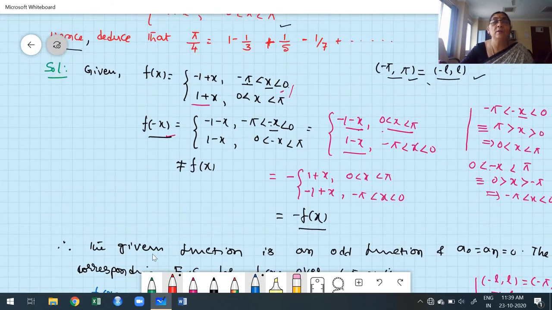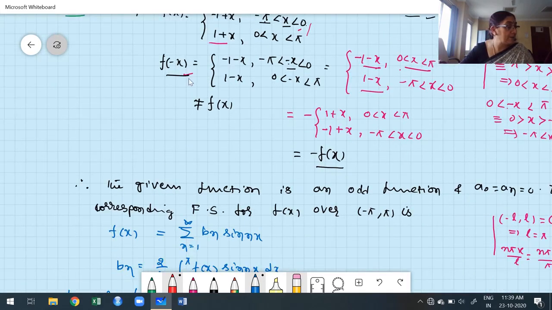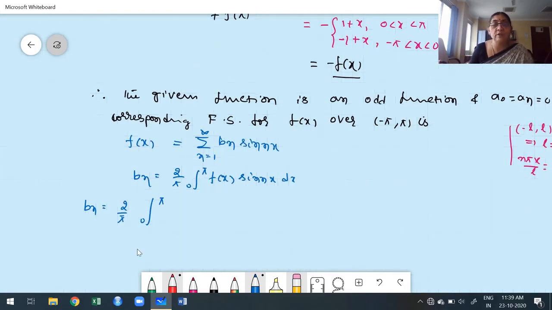For 0 to pi, what's the function you have? 1 plus x. Therefore, I have to substitute 0 to pi, the function is 1 plus x. Suppose you consider minus pi to 0, you have to take minus 1 plus x. So 1 plus x into the second function, sine of nx. After this, to evaluate this integral, observe carefully which one is the u function and which one is the v function. This is u because after the first derivative it is 0. This is v because its derivative is not equal to 0. Trigonometric functions go up to the nth derivative.